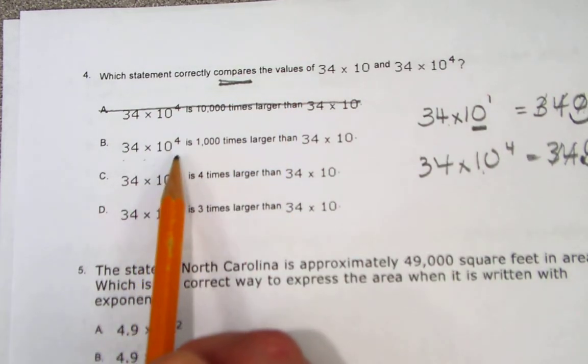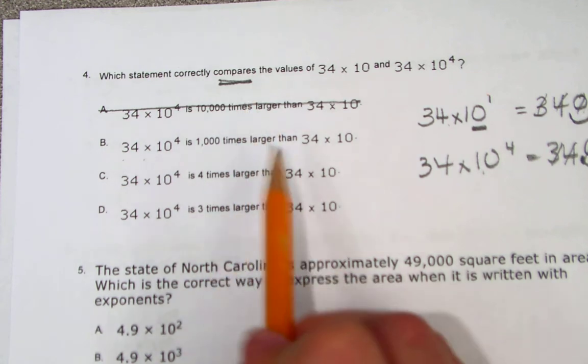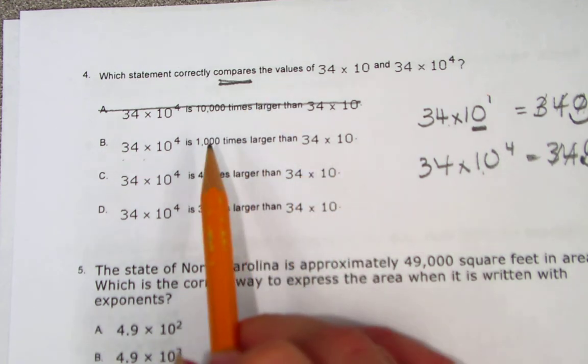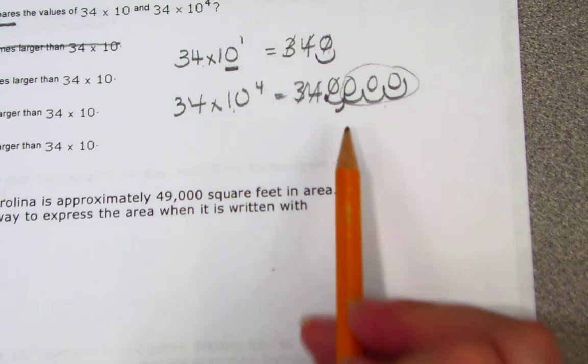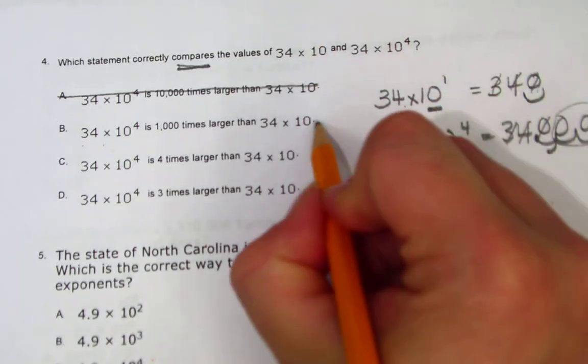34 times 10 to the fourth is 1,000 times larger than 34 times 10. How many zeros is there again? 1, 2, 3. How many zeros is there a difference of? 1, 2, 3. That's a possibility, but I'm not going to rule out that answer just yet.